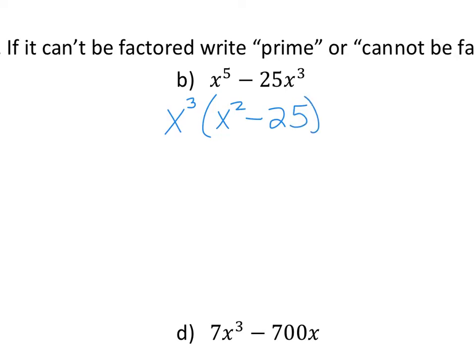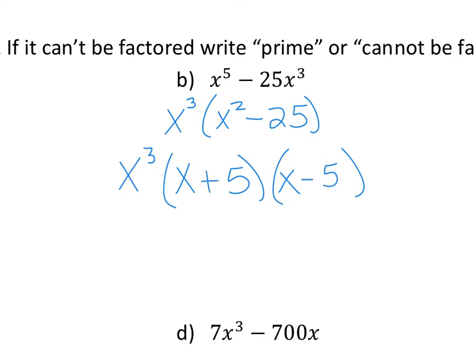I can't do anything with x to the third, but look on the inside, x squared minus 25. I have a binomial, so I need to check, is it a difference? Yes, it's subtraction. Are x squared and 25 perfect squares? Yes. Any variable with an even exponent is a perfect square. I'll say that again. If your variable has an even exponent, it's a perfect square. So bring down your x to the third. And for the difference of two perfect squares, the square root of x squared is x to the first, and the square root of 25 is 5. Make 1 plus, 1 minus.